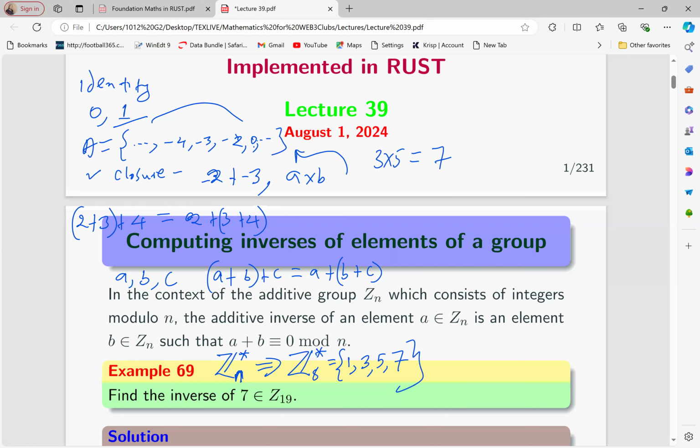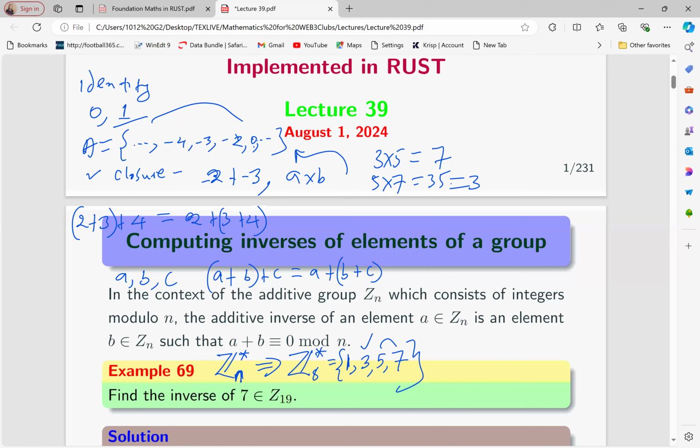So this set is closed. You can pick another element: 5 times 7 will be 35. But 35 mod 8, if 8 were to go there, the remainder will be 3. Is that okay? You can see 3 is a member of that set. That's what I mean by closure. Every time you pick any two elements and multiply them, the result that you get must be a member of the set. So this set can be considered as a group under multiplication.